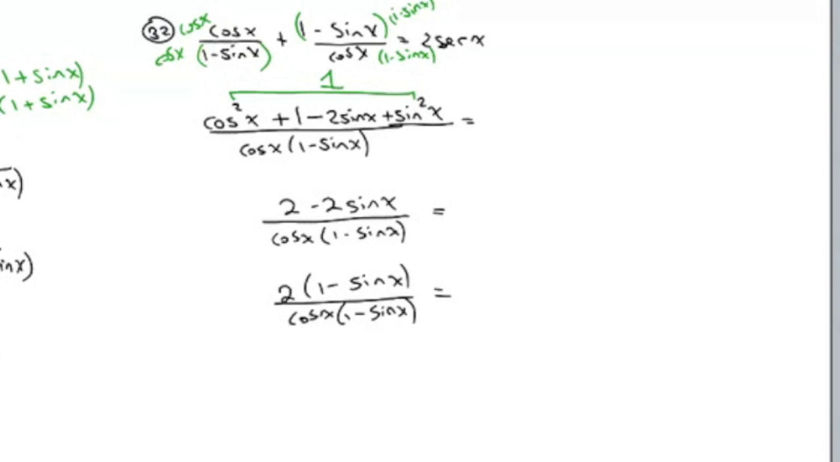Yeah, take out the whole thing, and you're left with 2 over cosine of x, better known as 2 secant, which is the other side.